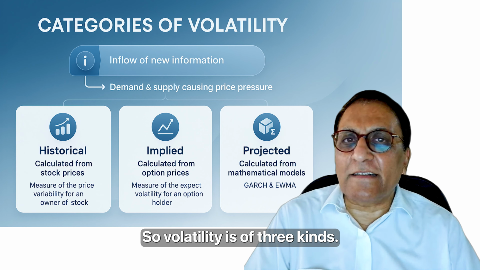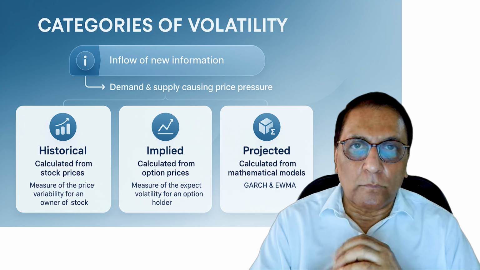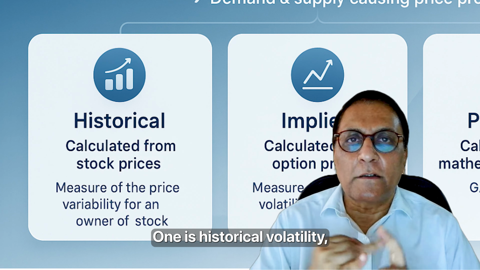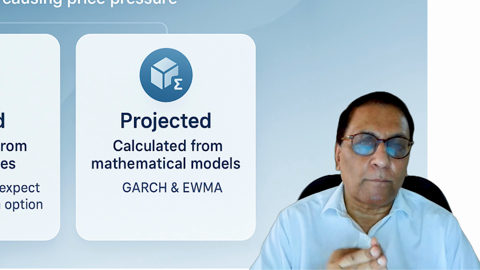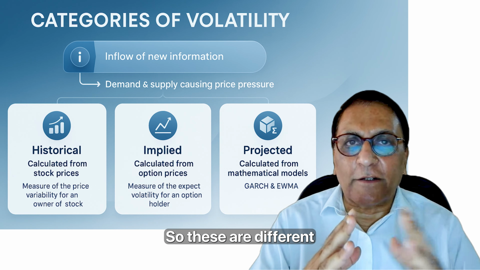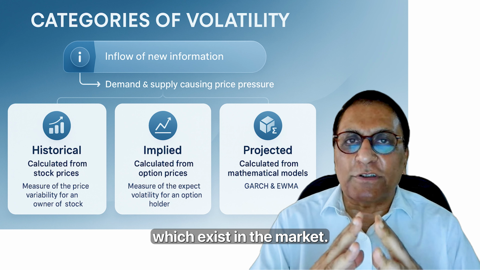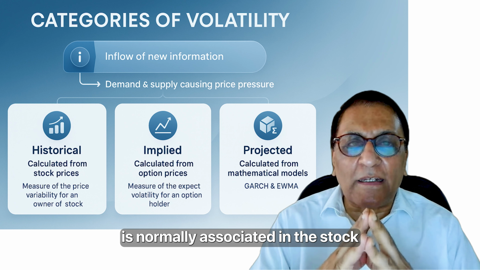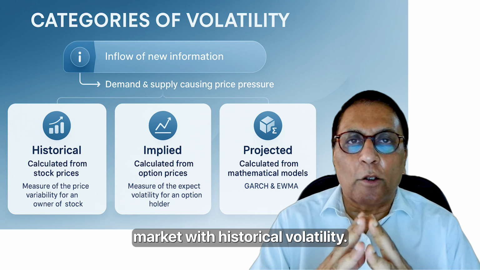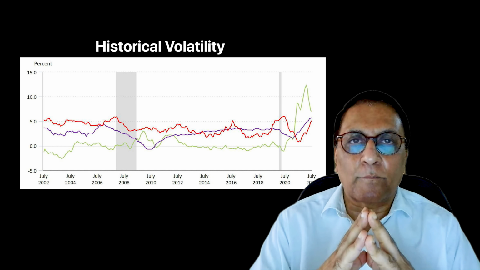So volatility is of three kinds. One is historical volatility, two is implied volatility, and third is projected volatility. So these are different varieties of volatilities which exist in the market. And the word volatility is normally associated in the stock market with historical volatility.